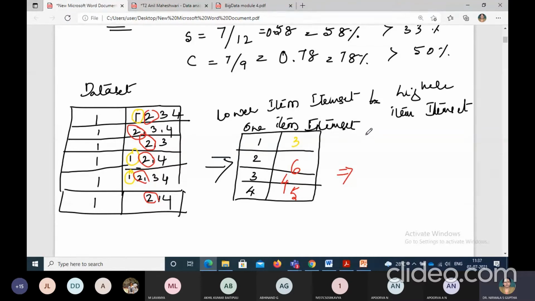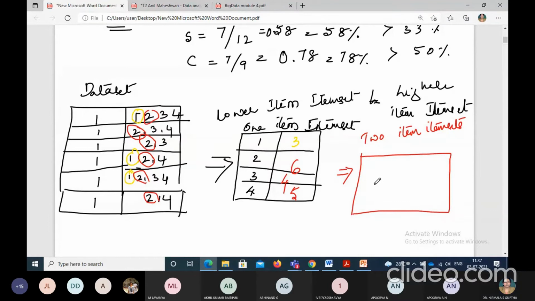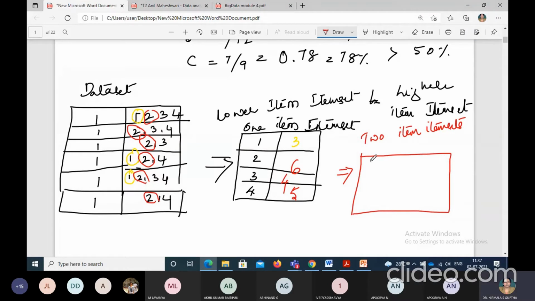So we need to find out 2 item sets. Okay, 2 item sets. Now we have done it for 1 item. Now we need to do it for 2 items. So what are the combinations of 2 items we can get? Could anyone answer? Unmute and answer me. Unmute fast.